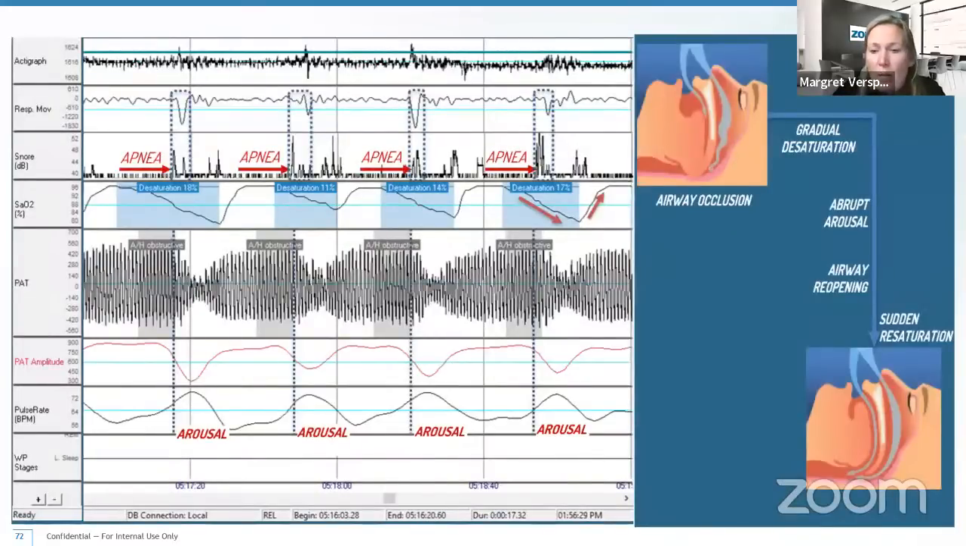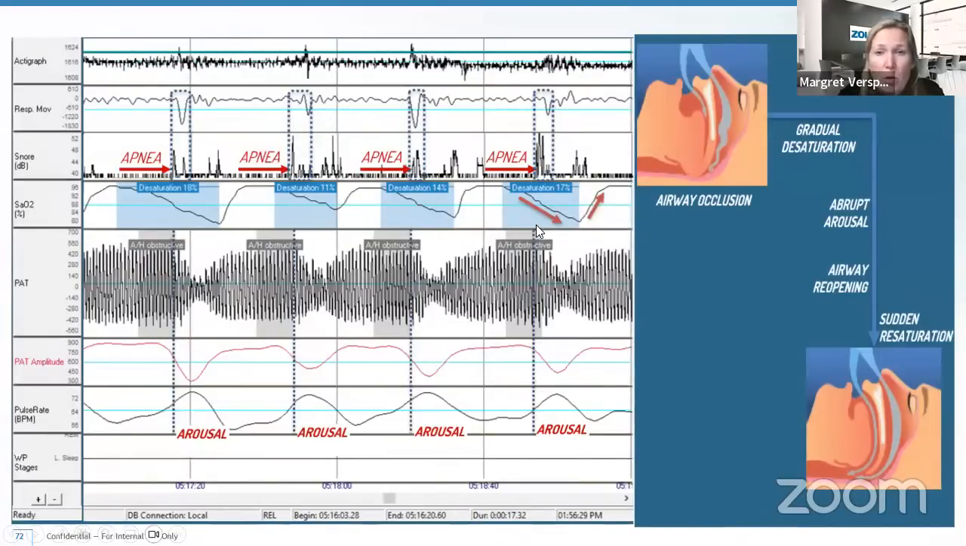So when you have a total blockage of the upper airway, we have no flow, of course, but we can look at the snore signal. The snore signal can be very helpful, and also the respiratory movement, to see what's going on, if this patient has more of an apnea or a hypopnea event. And we look at this screenshot: what happens when there is an occlusion of the upper airway, you have a gradual desaturation. Yes, that's what we see here, a gradual desaturation.